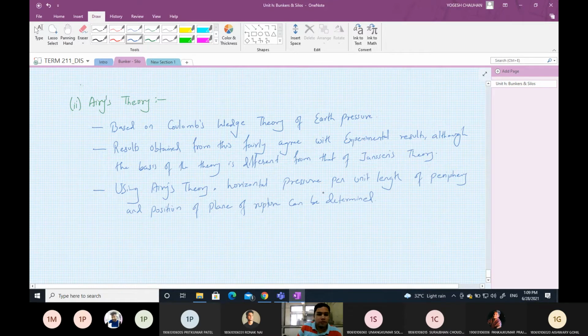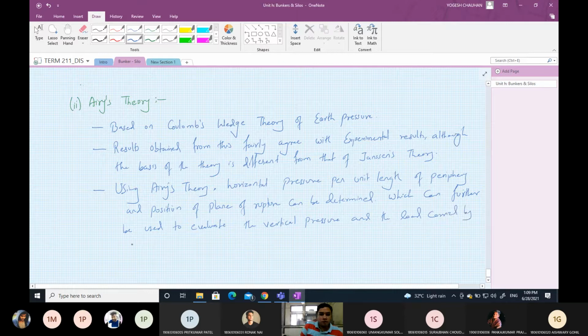Now from this horizontal pressure, we can determine the vertical pressure and the load carried by the walls, which can further be used to evaluate the vertical pressure and the load carried by walls.